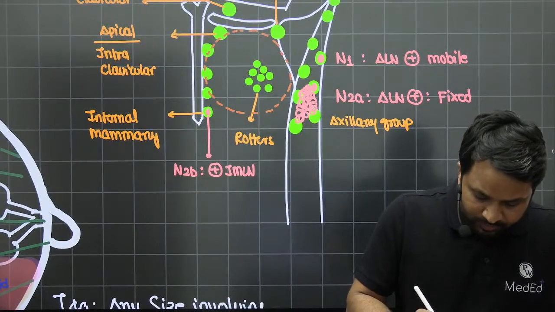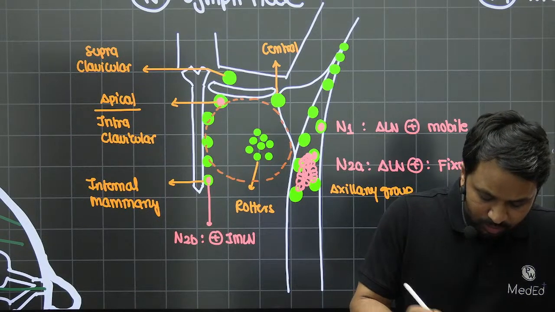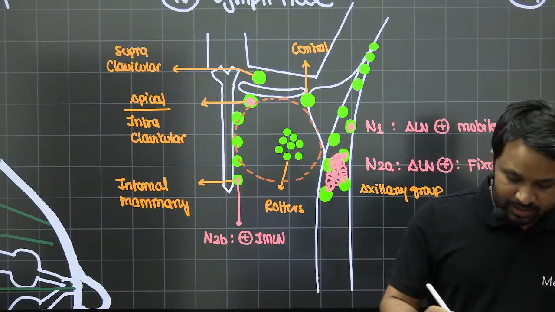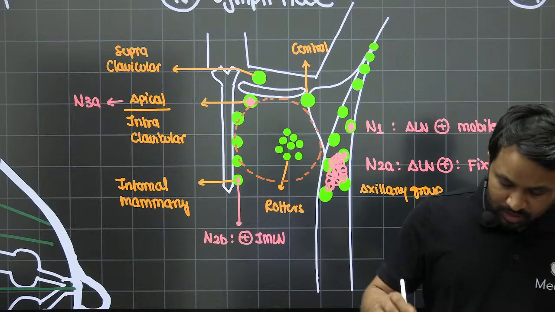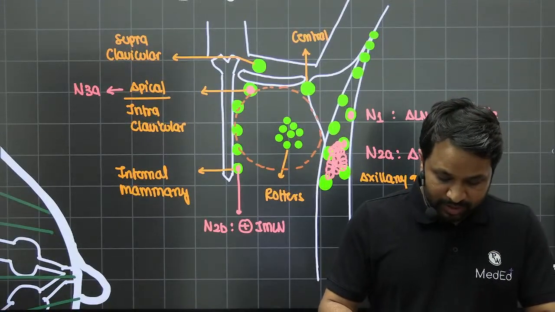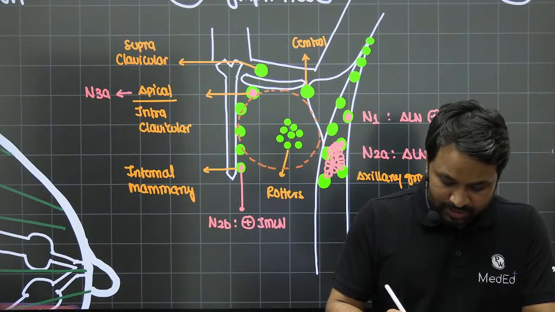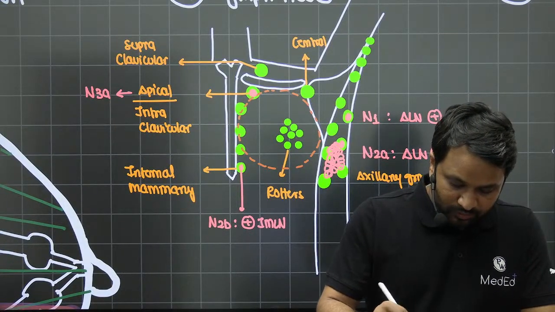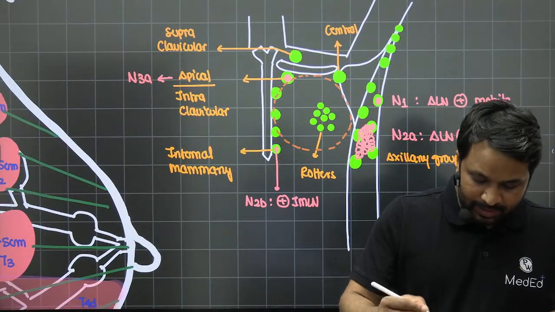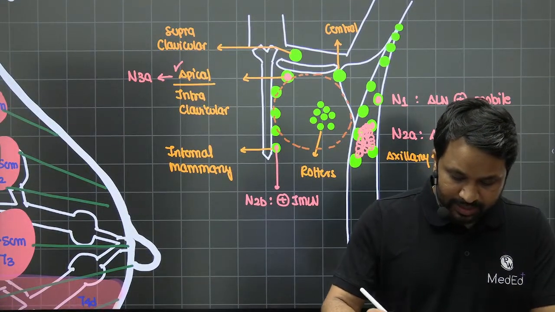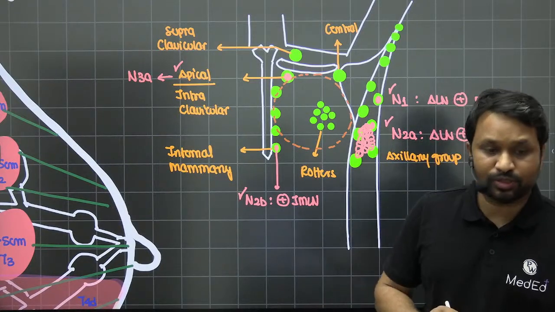Now, if there is involvement of the apical group of lymph nodes, it is your N3A. So N3A is apical, N2B is internal mammary, N1 is going to be axillary, N2A is going to be axillary, which is going to be fixed.